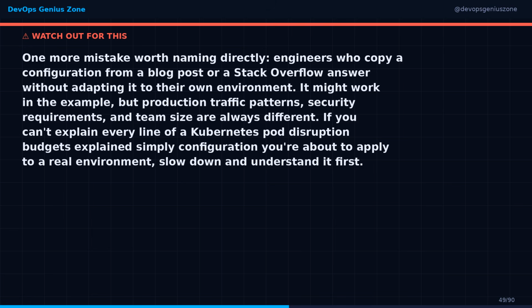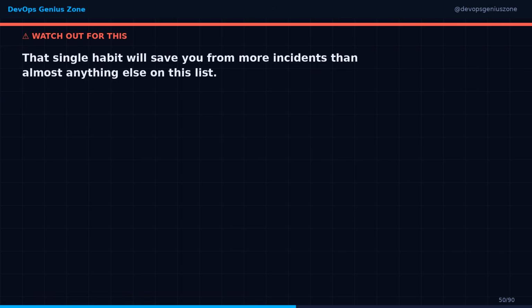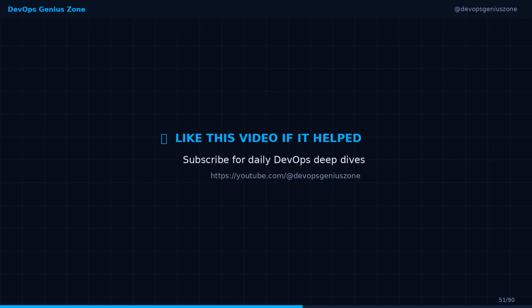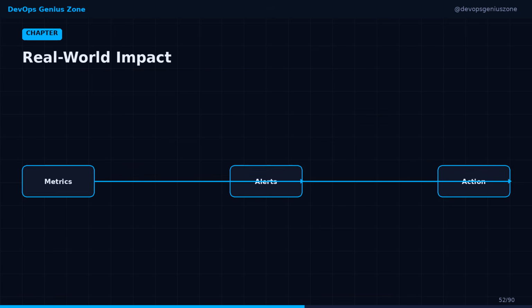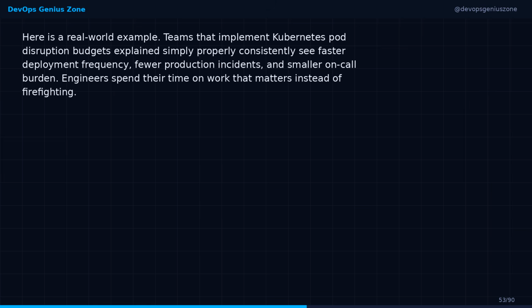Here is a real-world example. Teams that implement Kubernetes Pod Disruption Budgets explained simply properly consistently see faster deployment frequency, fewer production incidents, and smaller on-call burden. Engineers spend their time on work that matters instead of firefighting. I recall a team at a major streaming service that adopted Kubernetes Pod Disruption Budgets explained simply and reduced their mean time to recovery by 80%. That's the kind of impact we're talking about. A healthcare SaaS platform cut their cloud bill by 40% after properly tuning their Kubernetes Pod Disruption Budgets explained simply setup. Now, let us dig deeper into the specifics of Kubernetes Pod Disruption Budgets explained simply.